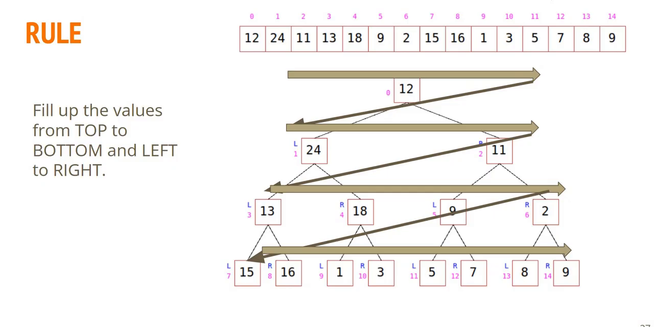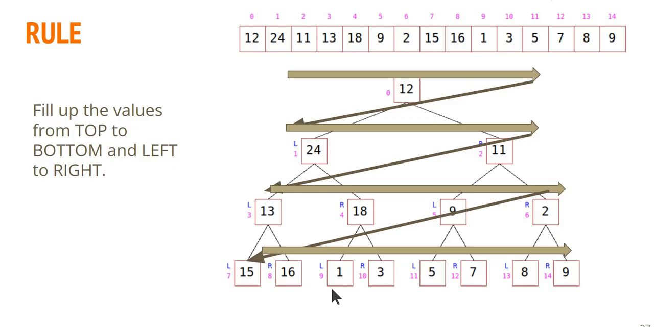Now, what I'm saying is, let's fill this tree with the values on this list with this rule that I'm going to state now. Start from the top and go from left to right. So essentially I'm going to put my 12 at the top node, the root node. 24 and 11 become the two children of 12. 13 and 18 become the two children of 24. 9 and 2 become two children of 11, because of the structure. Then I have 15, 16, 1, 3, 5, 7, 8, and 9. So basically just fill up from left to right, top to bottom.